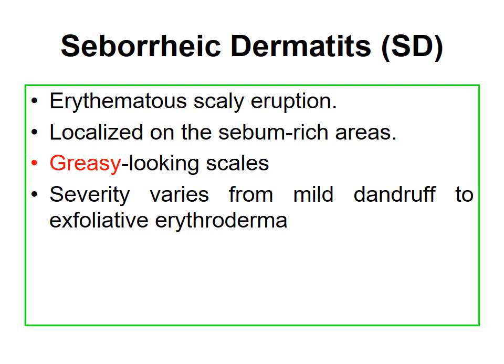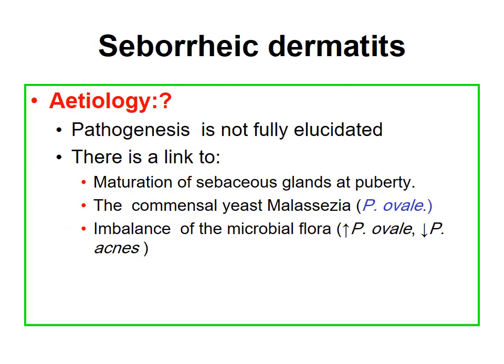Seborrheic dermatitis. It is an erythematous scaly eruption localized on the sebum rich areas, characterized by greasy looking scales, and severity varies from mild dandruff to exfoliative erythroderma. Regarding the etiology, the exact pathogenesis of this disease is not fully understood, but there is a link to maturation of the sebaceous gland at puberty. That's why the onset usually occurs at puberty, with certain exceptions.